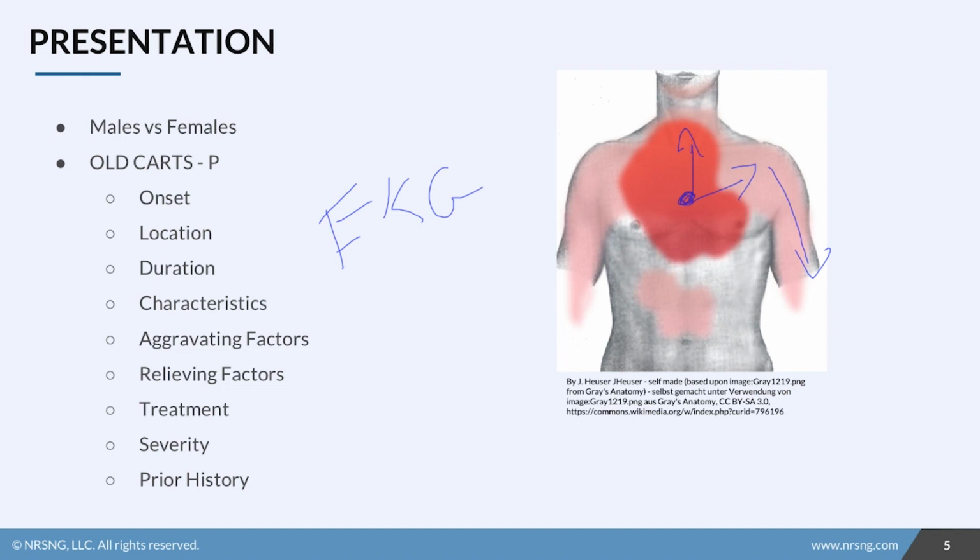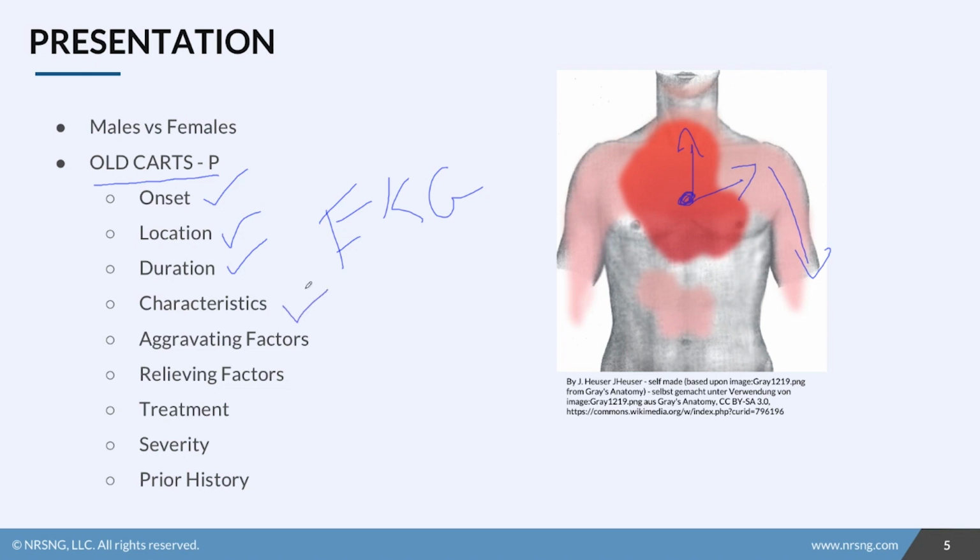Now, when it comes to getting the history of what's happening to the patient, we like to use the acronym OLD CARTS P, and we'll go through what that stands for. So, onset: when did the pain start, right? Location: where are you having the pain? Chest, jaw, arm, anywhere else. Duration: how long have you been having the pain? And is it consistent or does it come and go? Is it intermittent?